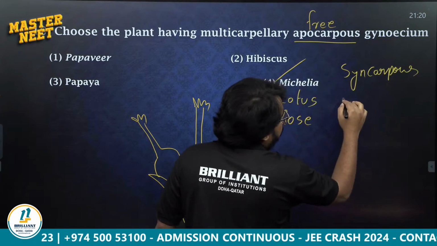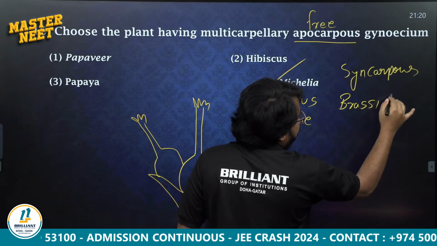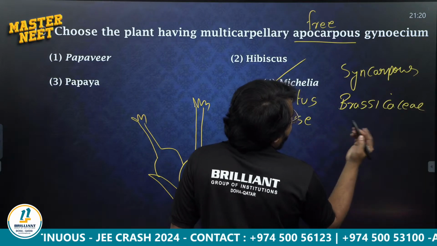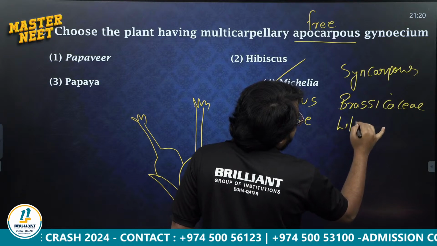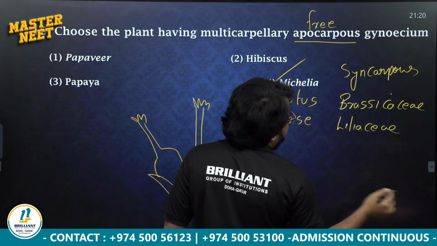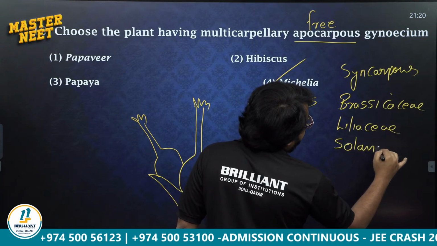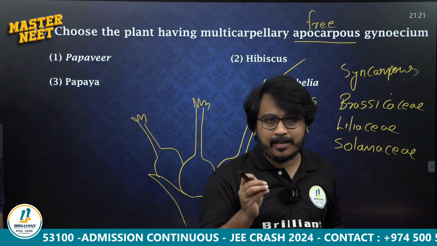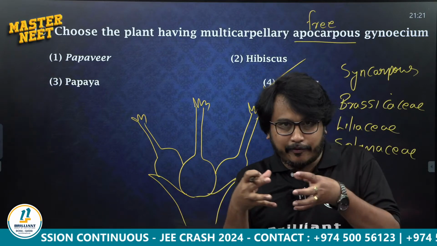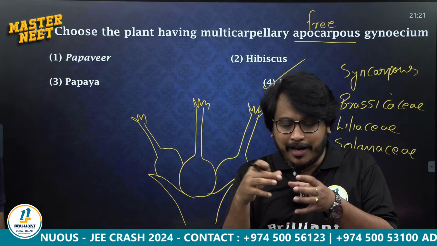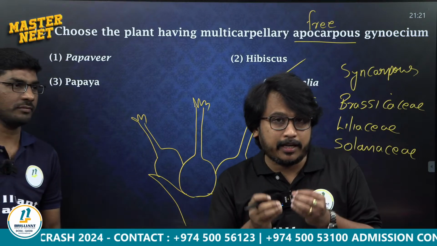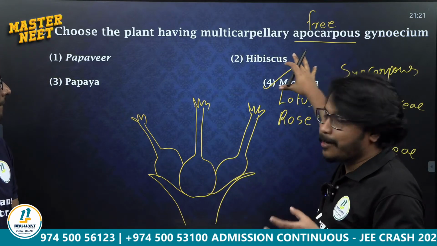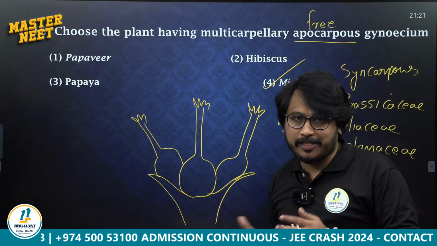It includes families like Brassicaceae. Brassicaceae is which family? Mustard family, Cruciferae. Second, you can write Liliaceae, the lily family, then Solanaceae, the potato family. All these three families have the multicarpellary and syncarpous condition. Many carpels, but they are fused. Either they form a single chamber or many chambers, and each chamber represents one carpel. So that's all about multicarpellary, apocarpous and syncarpous gynoecium.